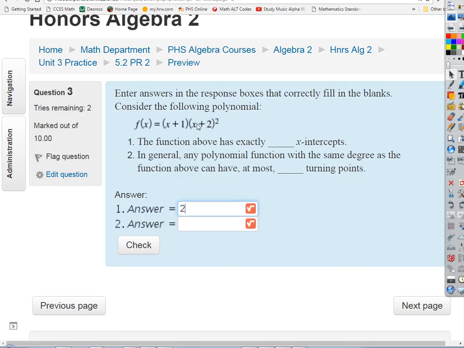So if I want to determine what the degree of a polynomial in factored form is, all I've got to do is look for each factor. I'm just going to look at whatever the power of x is in there times whatever power that factor is taken to. So this is x to the 1 times 1 is 1. This is x to the 1 times 2 is 2. And 1 plus 2 is 3. Right? Does that make sense? So this is going to be cubic. And so the most it could have is 2 turning points.